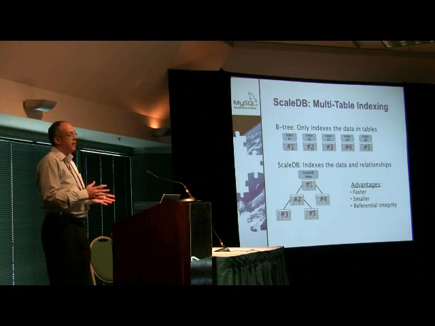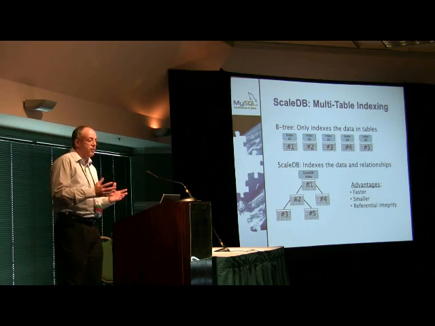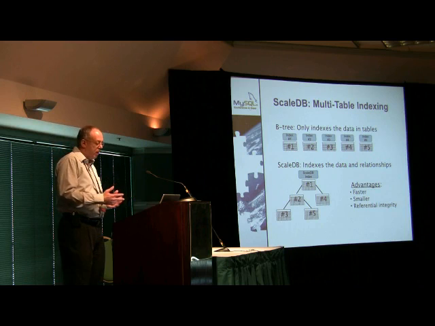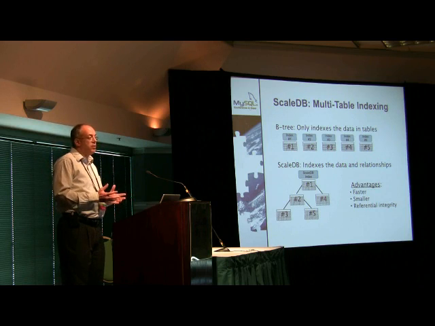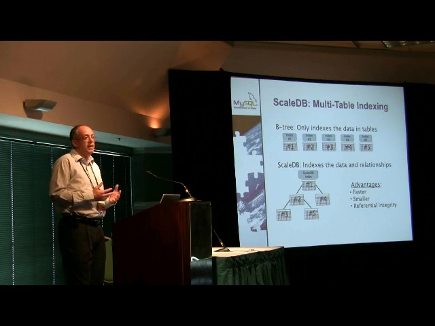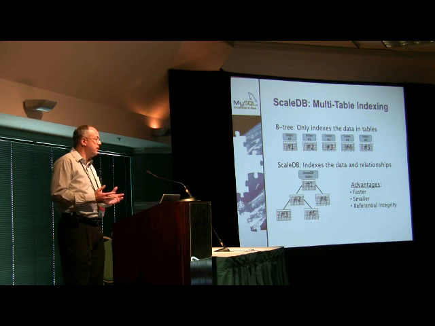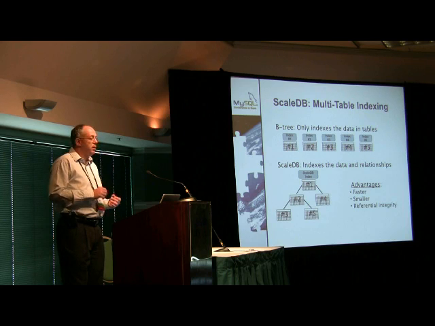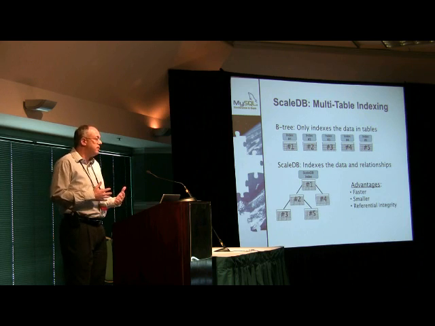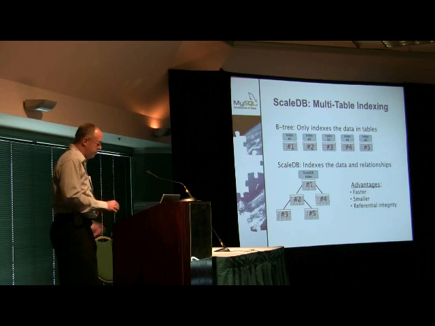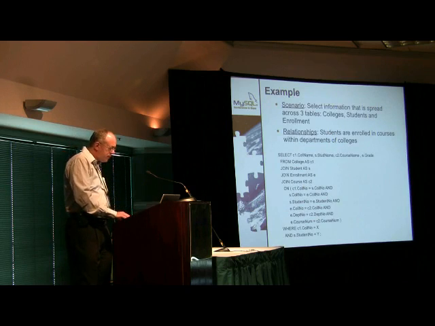But the bottom line is that this indexing scheme is faster. It gives you better performance, and I'll try to show you why. It has a very small footprint, and because we maintain the relationships between the data items in the index structure, it helps you to maintain referential integrity with a very small overhead. Actually, there is an overhead to maintain the referential integrity with our approach.